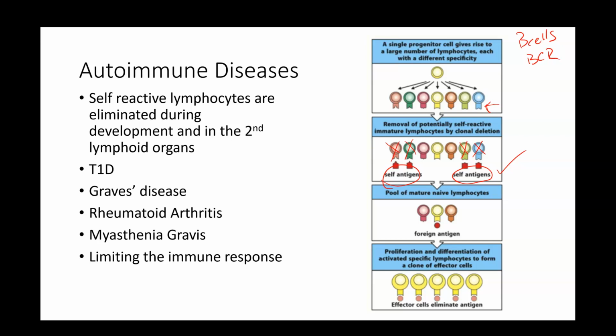So, there's no cure for type 1 diabetes. You basically have to supplement yourself with insulin for the rest of your life. Similar in Graves' disease, really. There's no fix for it. You just have to supplement what you're missing. But for things like rheumatoid arthritis and myasthenia gravis, and most other autoimmune diseases, the way to treat them is to limit the immune response. So you're basically on some type of immunosuppressive drug for the rest of your life.